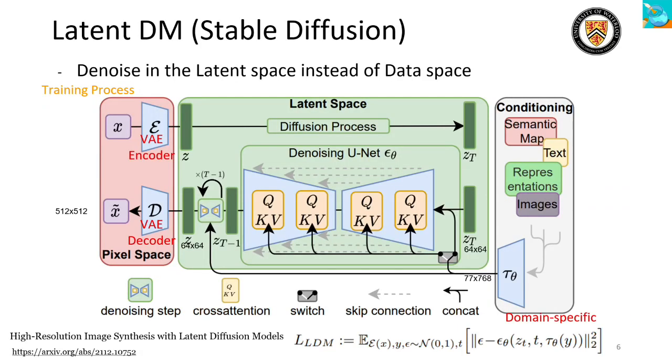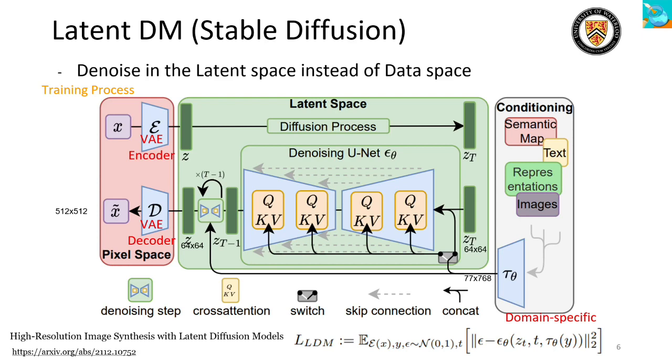So the first paper we're going to discuss is the Latent Diffusion Model, which is also Stable Diffusion. What it does is that it basically denoises in the latent space instead of the data space, compared to the traditional diffusion model. So you can see here, it has a VAE autoencoder structure, that it contains an encoder and decoder. And during the training process, the latent was compressed.